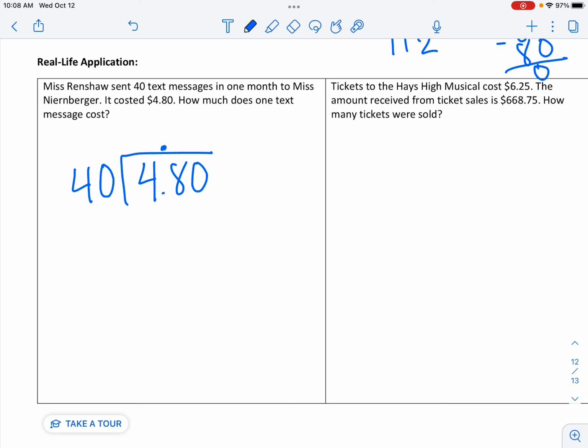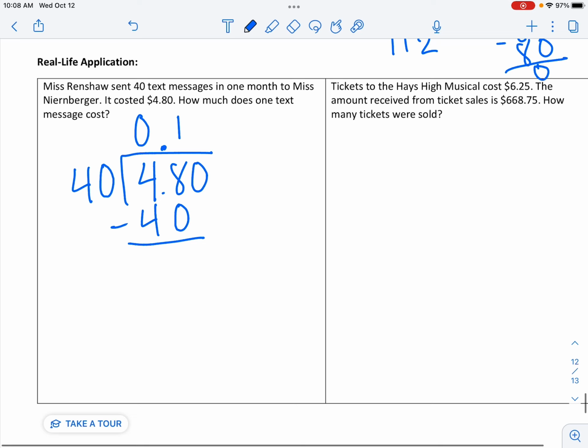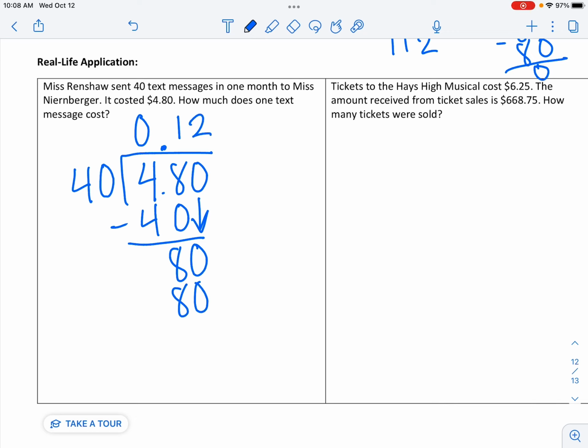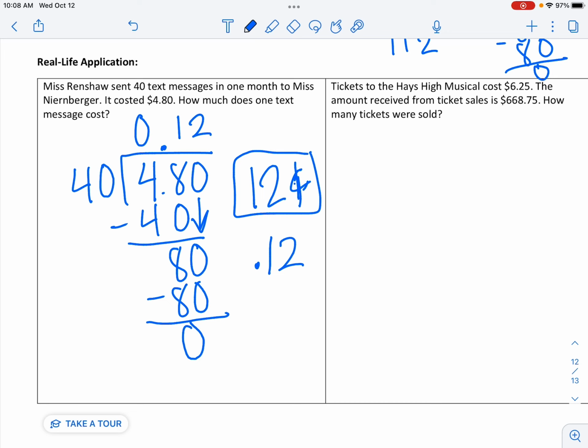40 cannot go into 4. 40 goes into 48 1 time. So 1 times 40 is 40, and we subtract them. 48 minus 40 is 8, and bring down your 0. 40 goes into 80 2 times. 2 times 40 is 80, and we get 0. So that means it costs 12 cents. Oh my gosh, 12 cents for one text message. Okay, it's 0.12. Is not anywhere close to $1. That is just 12 cents.